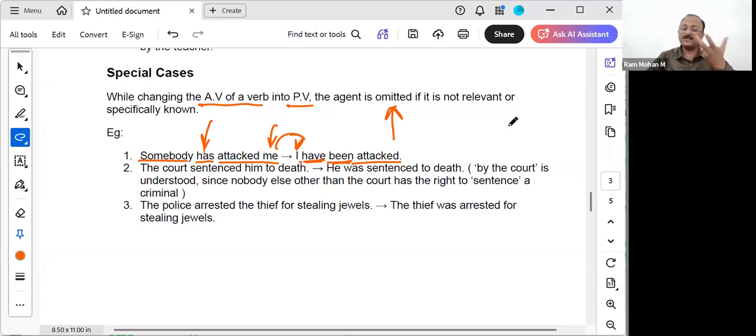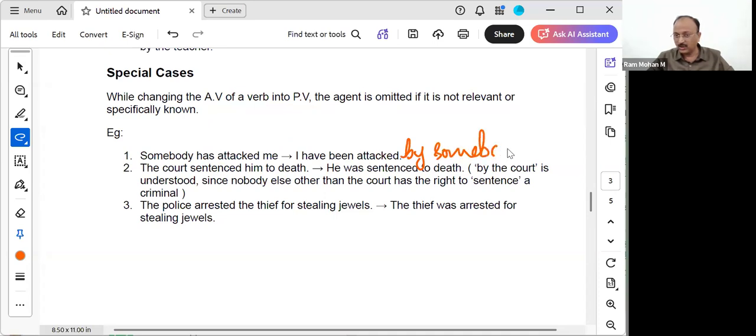That means somebody would have attacked me, correct? Either we write somebody or not. Somebody is obviously understood as a part of the sentence. So I can write, I have been attacked by somebody. We can write it, or we can omit the by and the agent. I have been attacked. By whom? Directly we'll ask, correct? That means somebody would have attacked me. So by somebody, whether we write or not, it's okay in this case.